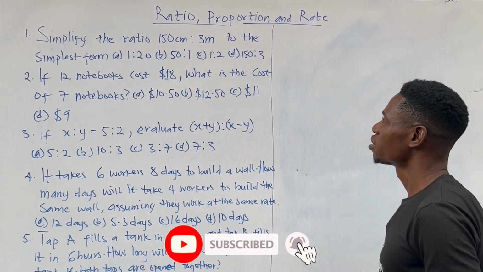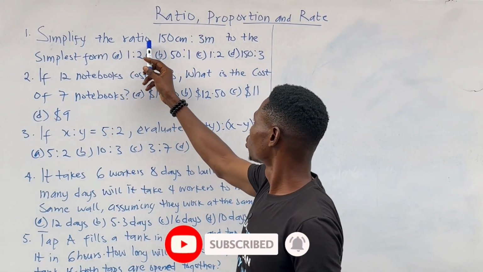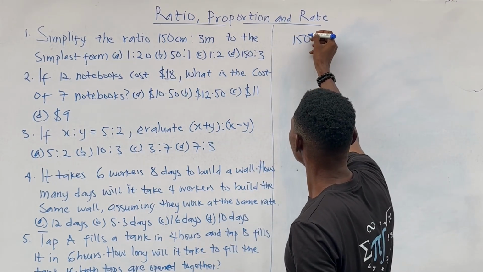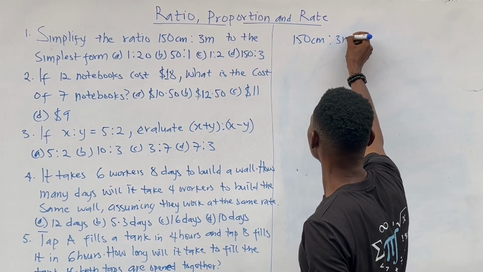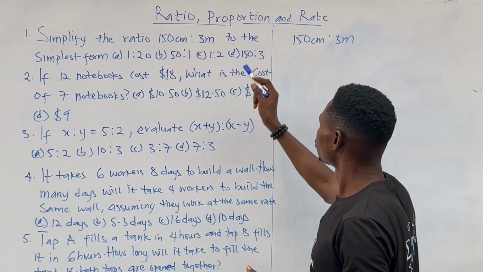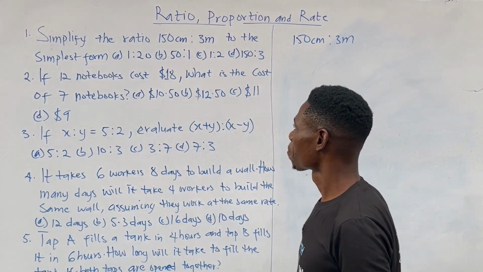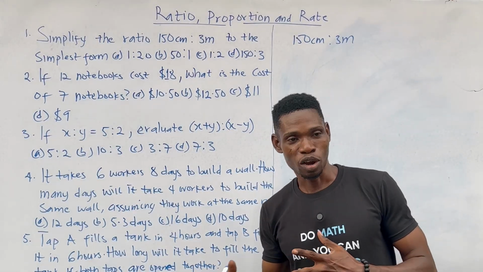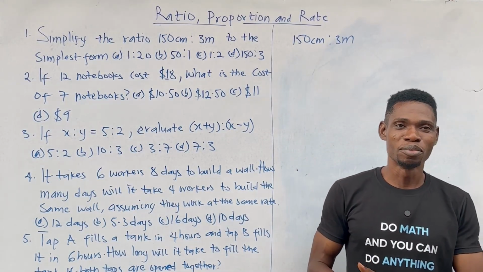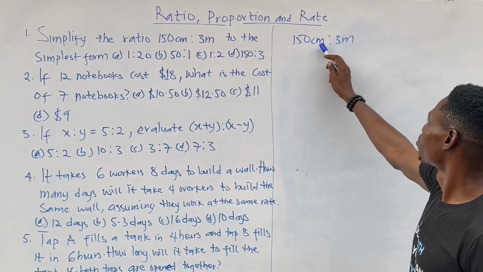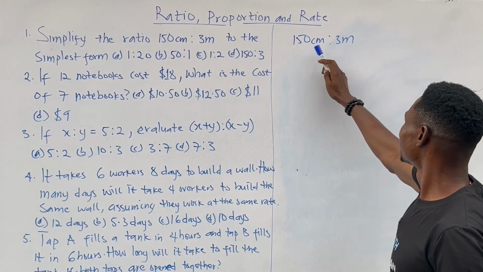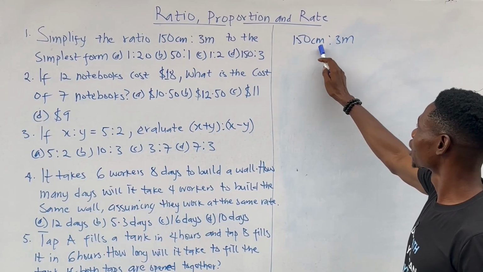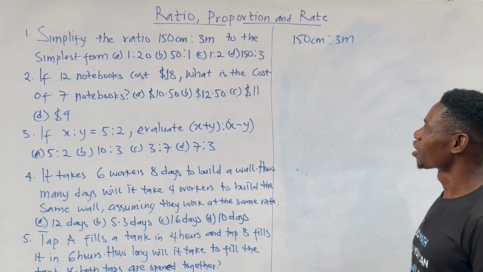Okay, number 1 says simplify the ratio 150 centimeter ratio 3 meter to the simplest form. Okay, don't forget when you talk about ratio, they're comparing quantities of the same unit. So you have to convert this to 1 unit. So either we convert this meter to centimeter or centimeter to meter, and then we can compare.